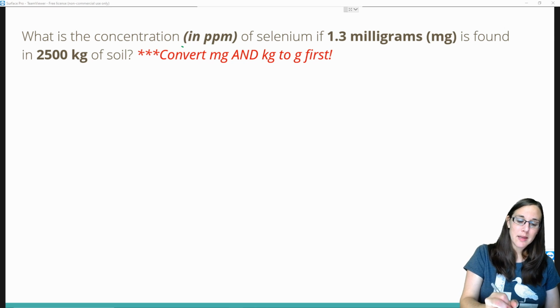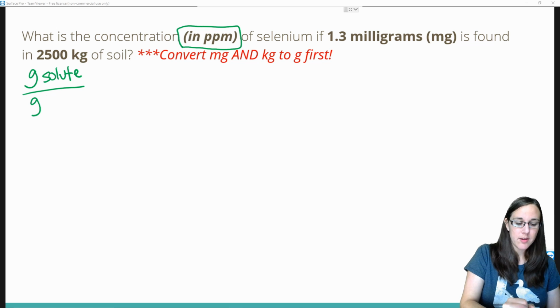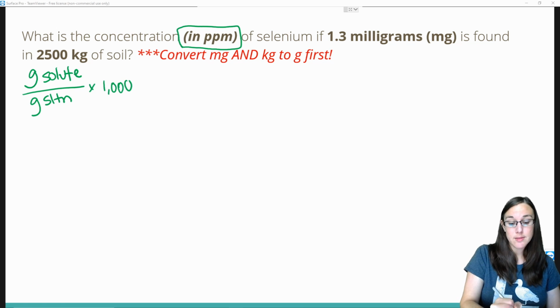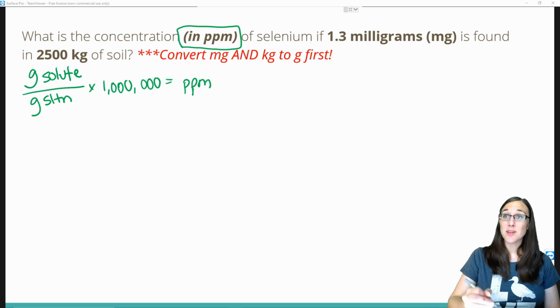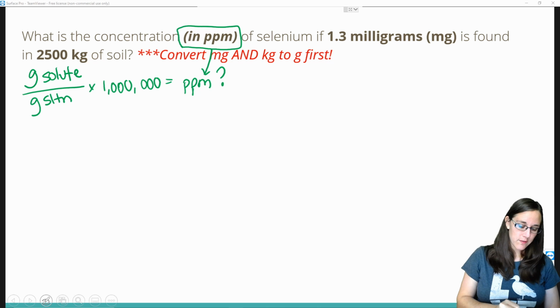Again, we are looking at parts per million like we were in the first question. So the equation we're using is grams of solute over grams of solution times 1 million this time, since the question is asking for parts per million, is equal to ppm. In this case, the question is asking for us to solve for ppm. So this is our big question mark, what we're solving for. Let's jump right into those conversions.